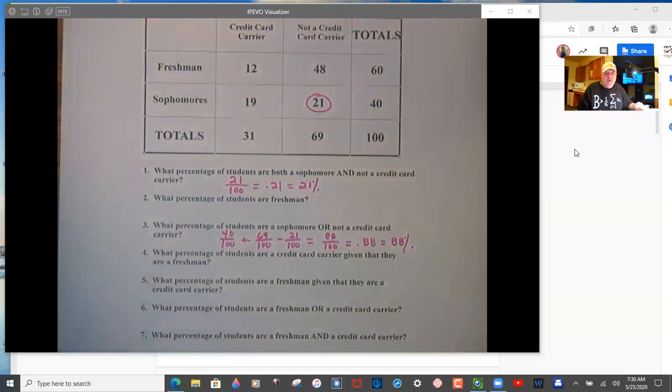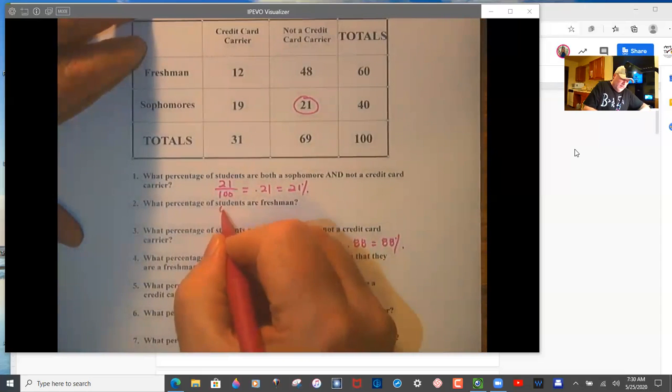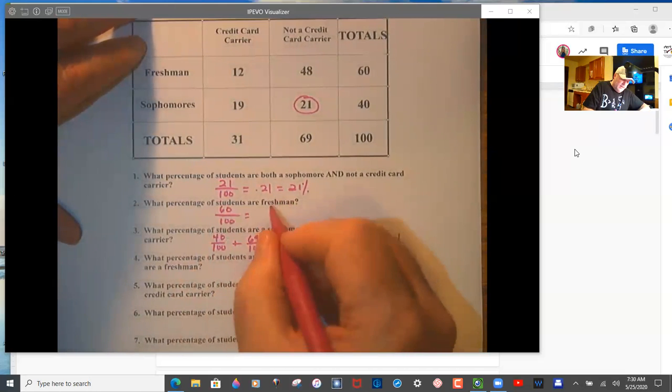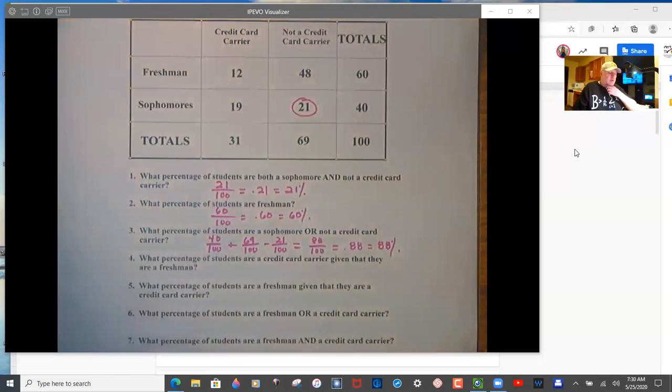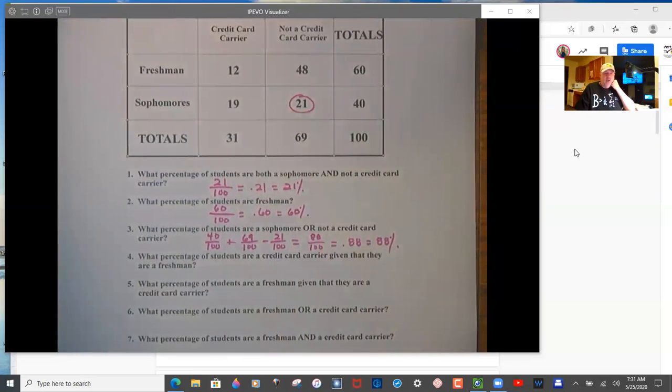What percentage of students are freshmen? That's just a simple question, 60 out of 100. So that's a one row or one column calculation, however you want to look at it. I guess row would be the more appropriate way to describe it.